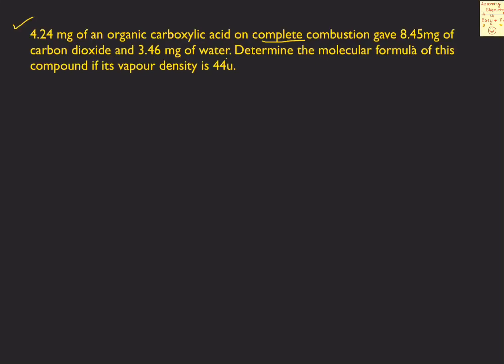Oh, lots of data, lots of values. But there is no mention of percentage, right? So how do we go about it? You have an organic carboxylic acid. We write it simply as RCOOH. On complete combustion, that means combining with oxygen, it will give you carbon dioxide and water. Even if you don't know the value of R, it's okay. We are just writing a generic equation in order to understand, in order to break up the question. And that's how numericals are done.